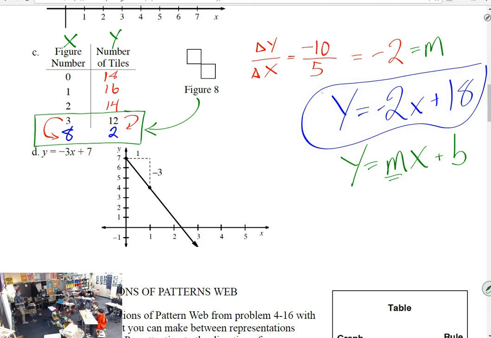So, with a little under 15 minutes left, let's look at 416. And you do not have to get this homework done tonight.